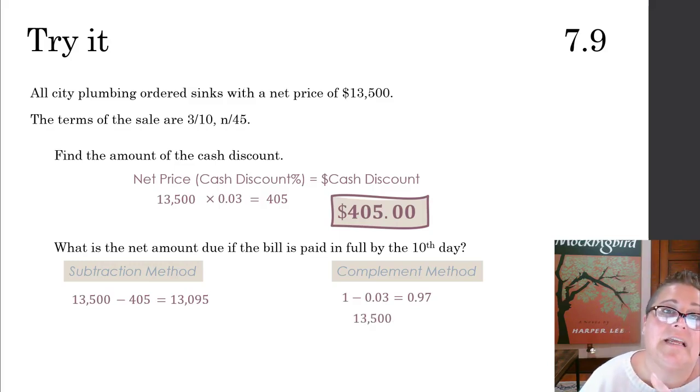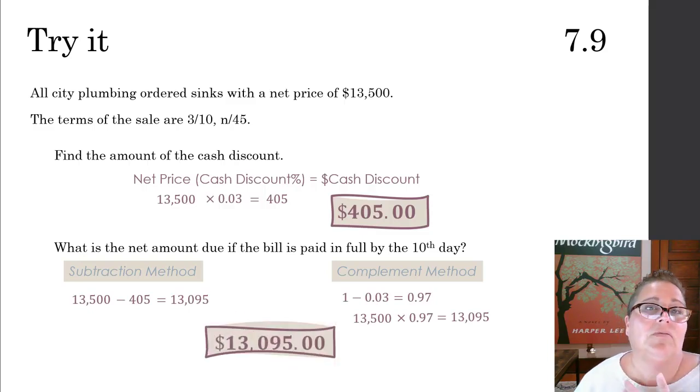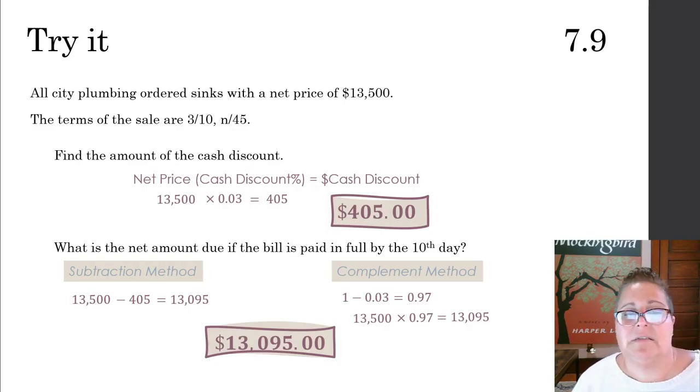So I'm going to take the $13,500 and multiply that by 0.97. This also gives me $13,095. Now, the great part of this is either way will get you to your answer. And there are actually instances where the second method makes more sense.